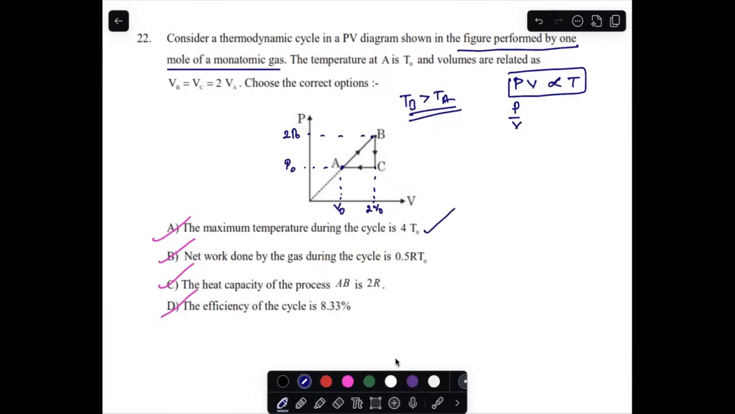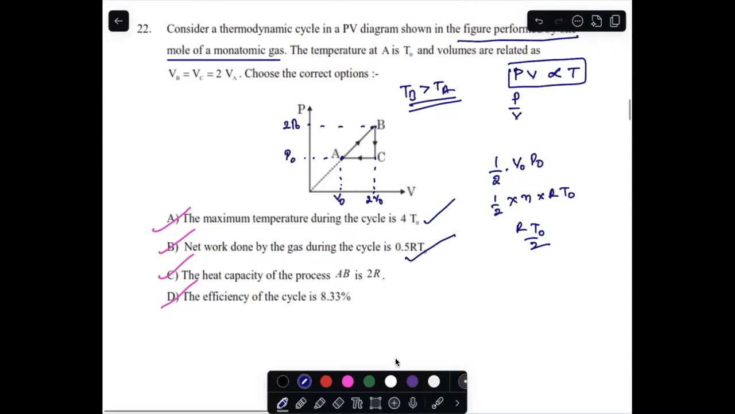Net work done by the gas during the cycle, no issues. Area of the triangle, half into base into height. Half into 1 mole of gas, N into RT naught. N is 1. So this is RT naught by 2. At least I can do this.